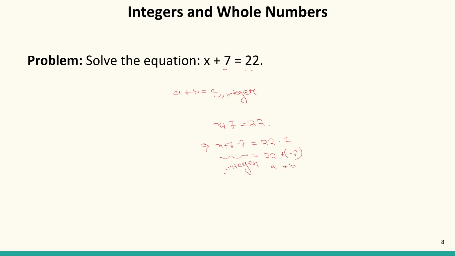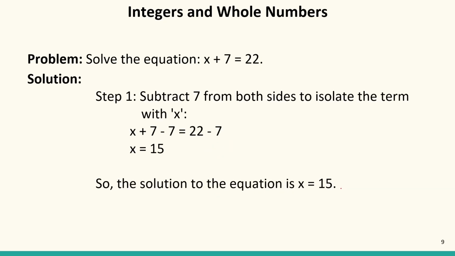So if this part is an integer, then x plus 7 minus 7 is an integer. So this implies that x is equal to 22 minus 7, that is equal to 15. So the answer is 15. X is equal to 15. Okay, so step 1 says that we subtract 7 from both sides to isolate the term.